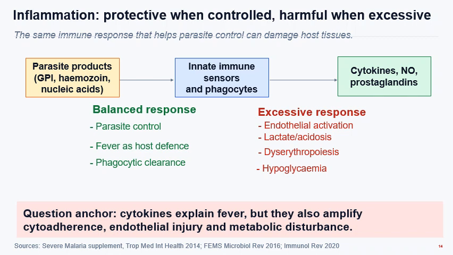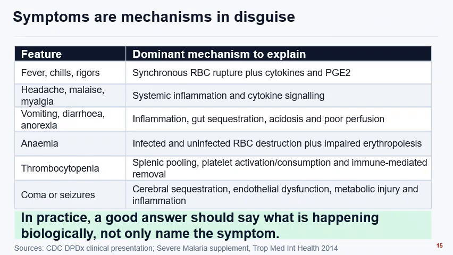Therefore, when an option says cytokine causes fever, that may be correct but incomplete. The best option may show how cytokines connect fever with endothelium activation and metabolic disturbance. Symptoms that you see during malaria fever are in themselves mechanisms in disguise. This is how I want you to read clinical features in cases of malaria.